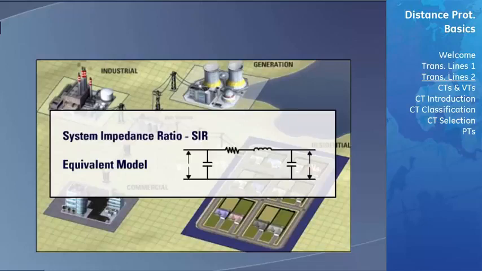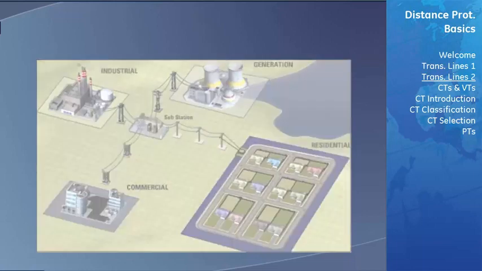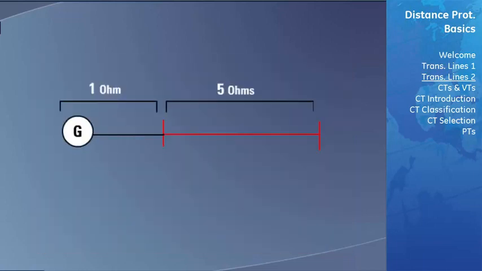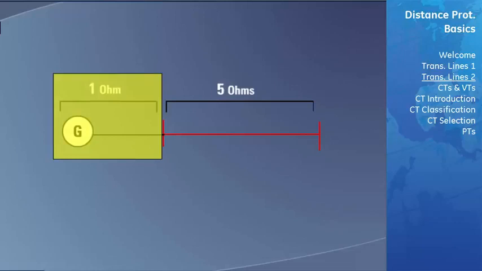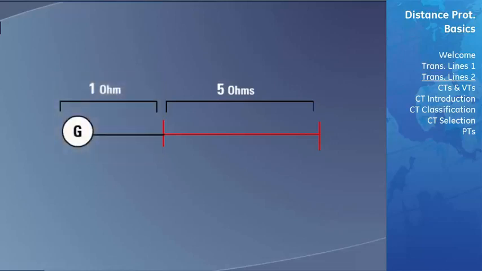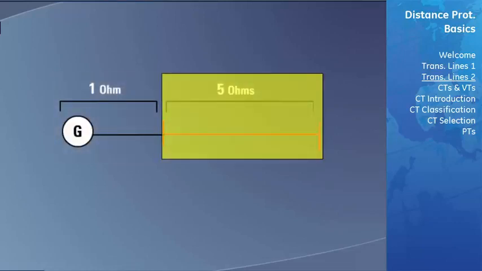The system impedance ratio is a factor that needs to be considered when determining how to protect a transmission line and can greatly affect what will happen to a power system at the time of the fault. The system impedance ratio takes the source impedance, which is the source impedance of the system behind the transmission line, and divides that by the line impedance that you are protecting.